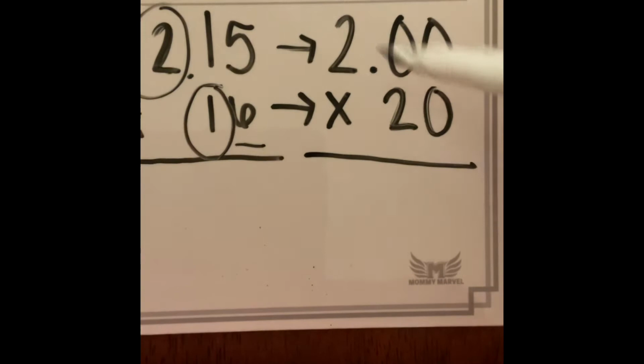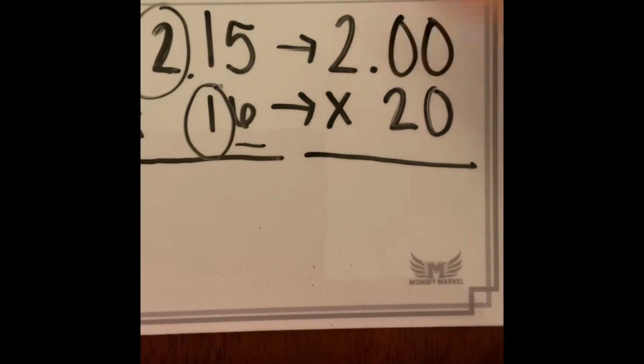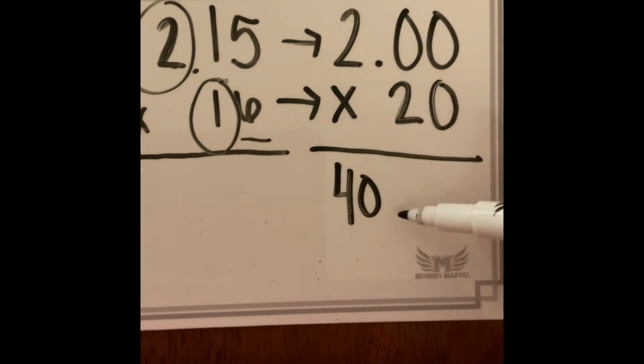And then remember, we already know what 2 times 20 is. We can just ignore the decimal point. 2 times 20 is 40. And if you wanted to, you could even make it like this, okay?